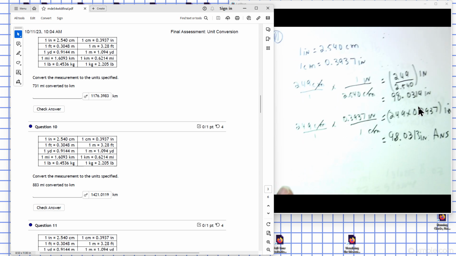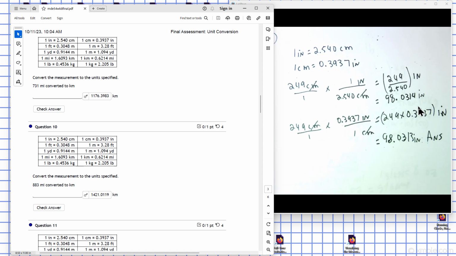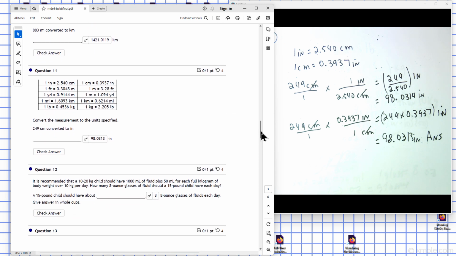And number 11. This one here, you have 1 inch is 2.54 centimeters, and 1 centimeter is 0.3937 inches. So I use both conversion rates to see which one gives me the right answer, and I see which one does here. That's my answer. That was number 11.